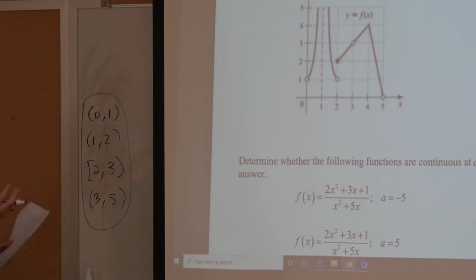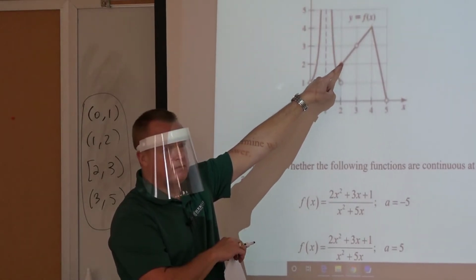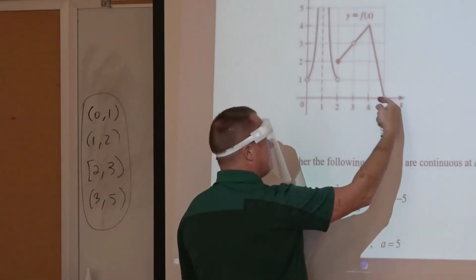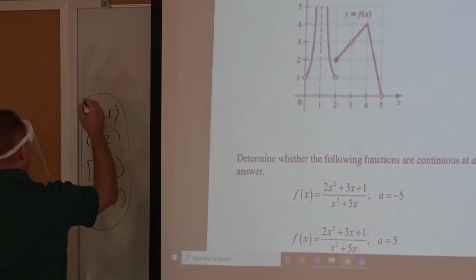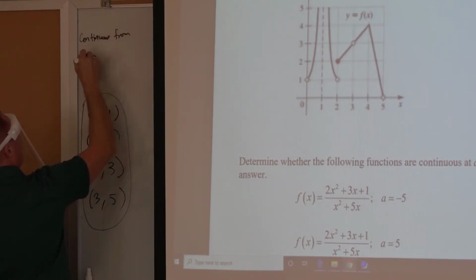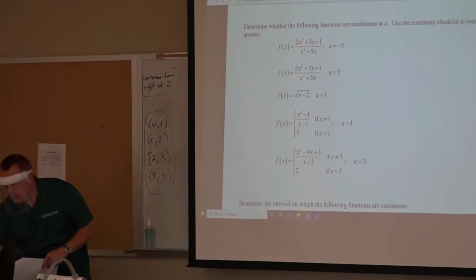Now, where would it be continuous from the right or from the left? Where do you see a definite endpoint? When x is what? Isn't that a definite endpoint? At 2, so you could say it's continuous from the right at 2. Okay? So we would say continuous from the right at 2. All right? Any questions about that? Okay. All right.